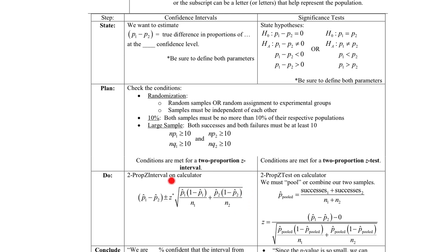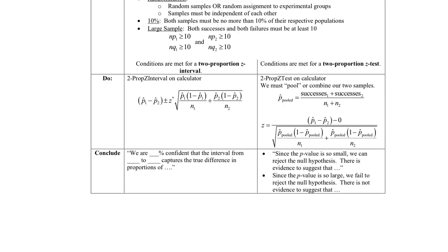These formulas are on your formula sheet, although you will not need to be doing them by hand. We're going to do most of this on your calculator. This is a lot to do. The one key thing is we've got something called pooled, and we will look at that once we get to the calculator portion. And finally, our conclusion: we are blank percent confident that the interval from blank to blank captures the true difference in the proportions.